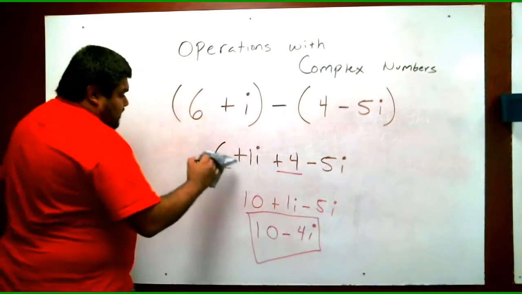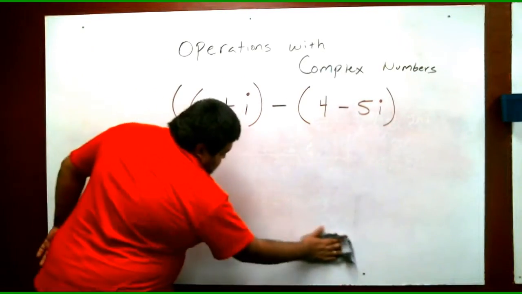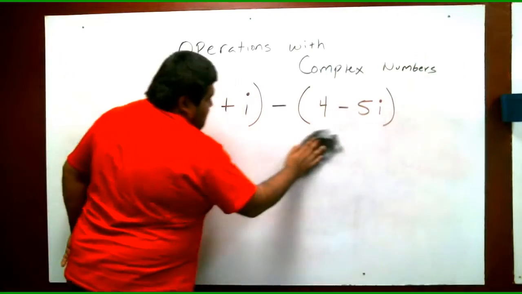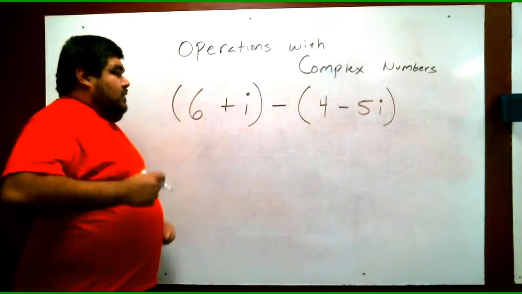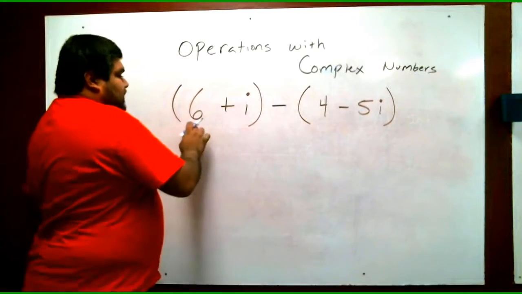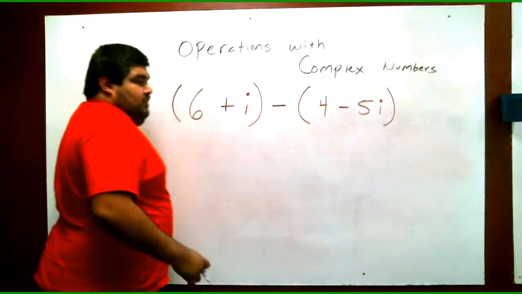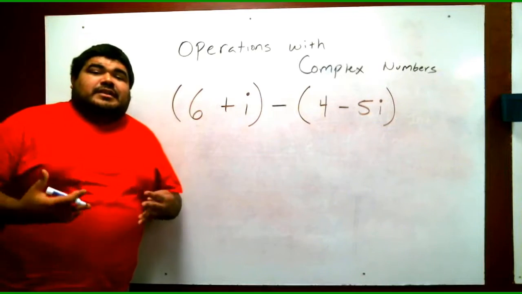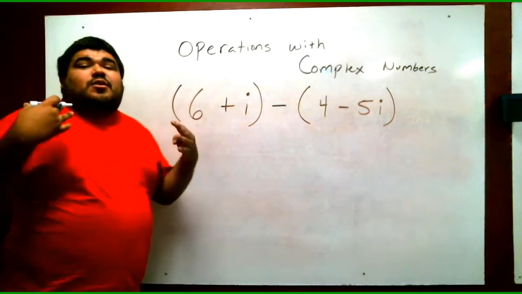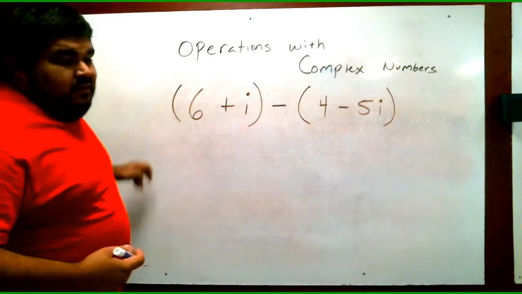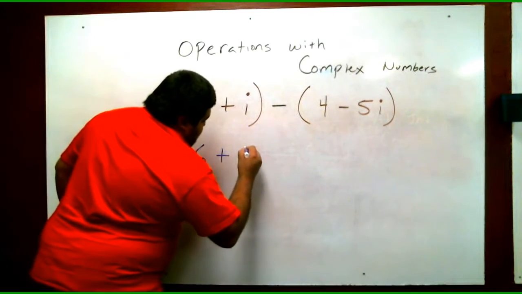All right, we're going to erase everything on the board. So again, we have the same equation: 6 plus i, this time it's a minus, 4 minus 5i. Notice that the first part almost never changes, unless you have a negative in the front. That always stays the same unless, like I said, there's a negative. So we can say 6 plus i.